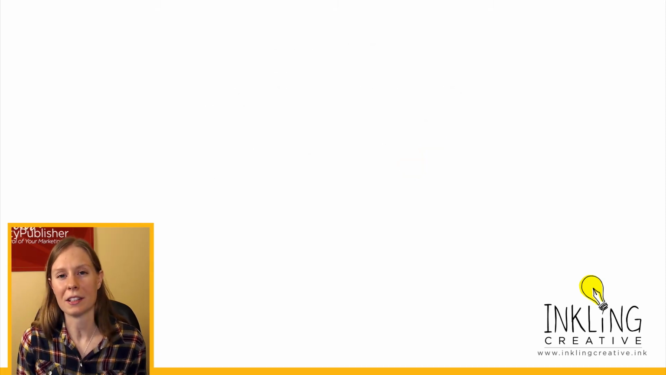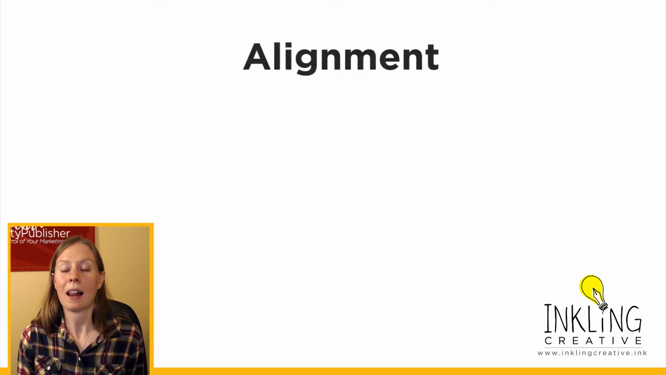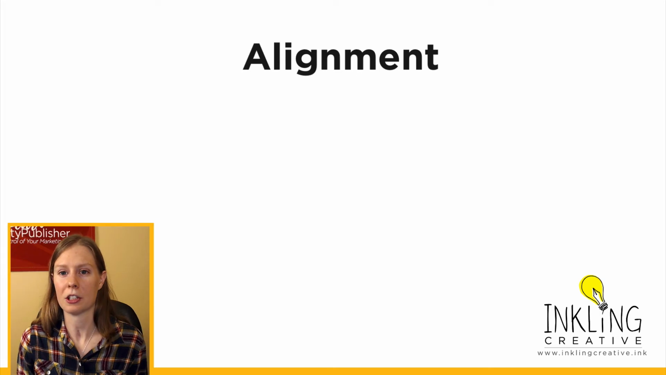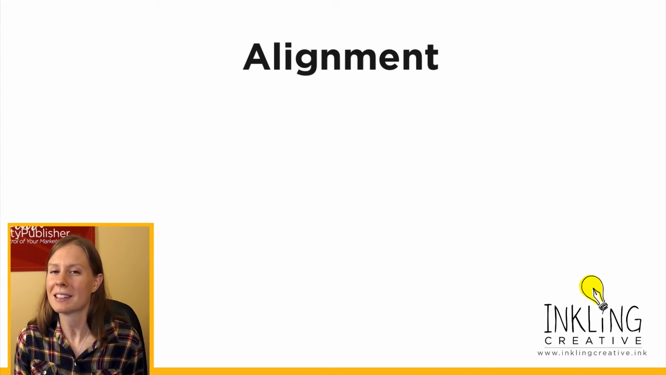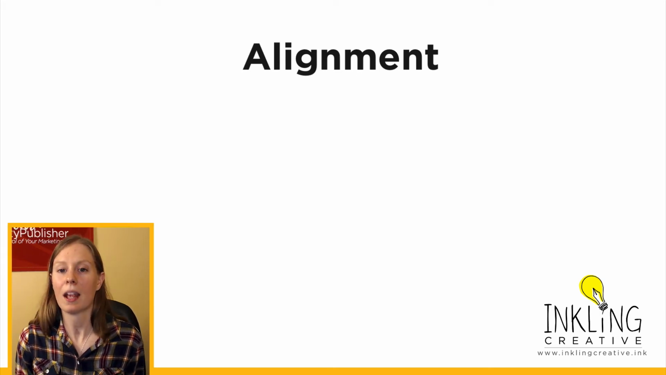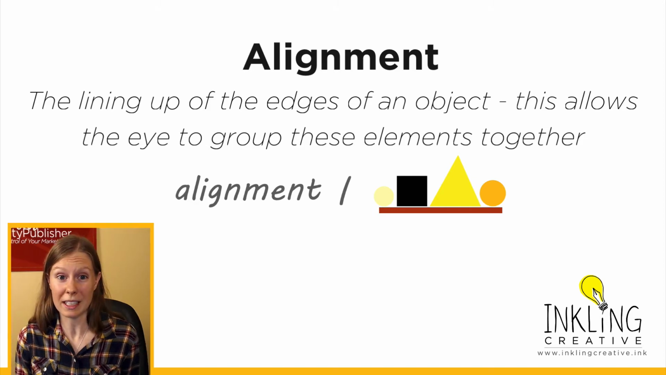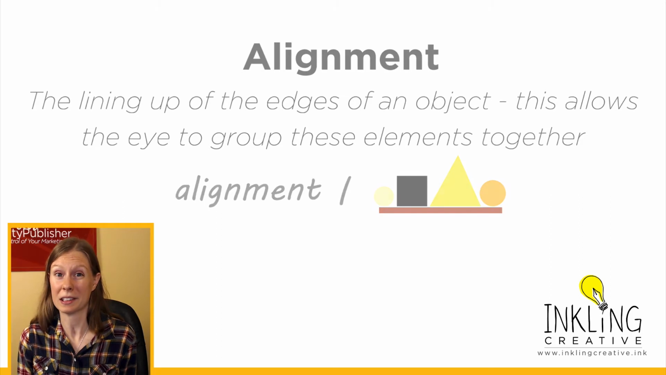Another way to create this unity is by alignment. Alignment is one more way to accomplish unity throughout a composition. Though simple, it's not always easy to accomplish. Alignment is the lining up of edges of an object, and this allows the eye to group these elements together. If you're OCD, you might have some serious issues when alignment is incorrect.